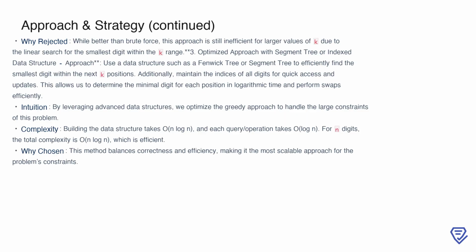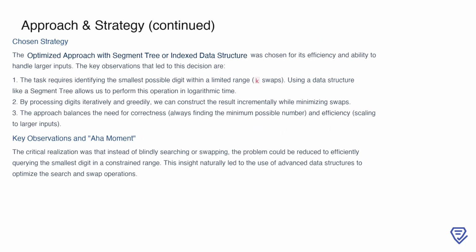This approach not only ensures correctness by always finding the minimal solution but also scales effectively with larger problem sizes, making it the most suitable strategy for the given constraints. The optimized approach using a segment tree or similar indexed data structure was selected due to its ability to balance efficiency and correctness. The problem fundamentally involves identifying the smallest digit within a limited range, which is why a logarithmic time query mechanism is invaluable. By iteratively and greedily processing the digits, we can construct the minimal number incrementally while performing the fewest swaps necessary. This strategy effectively handles larger inputs while maintaining accuracy.